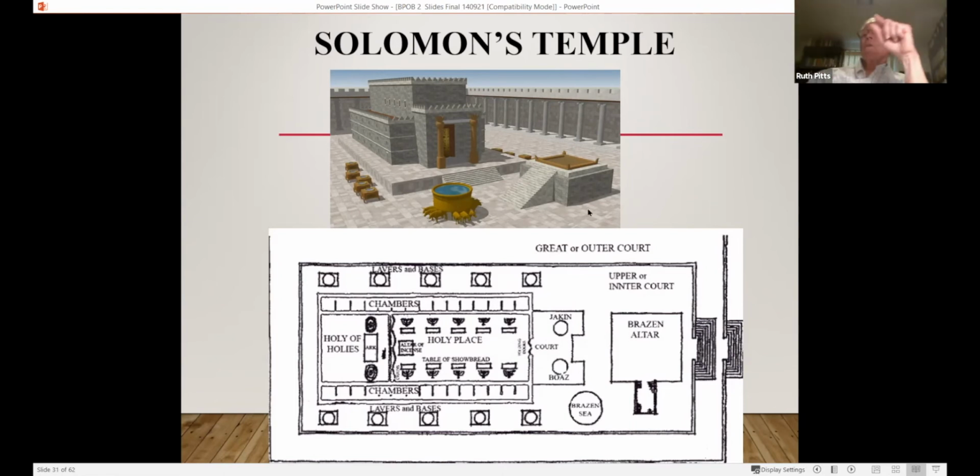There you are, where they did the sacrifices to Yahweh. Now notice that nobody goes inside this temple except the priests, and nobody goes in the Holy of Holies except the high priest once a year. So worship occurs outside. This is so different.